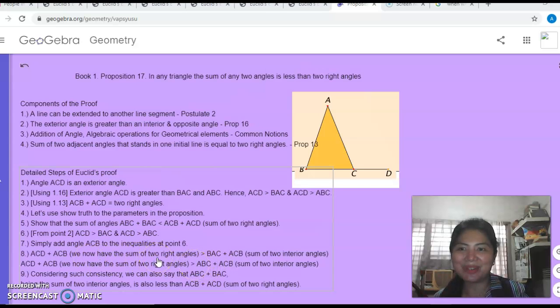So, considering such consistency, class, we can also say that the sum of ABC and BAC, two interior angles, is indeed less than the sum of two right angles, which are the two adjacent angles standing on just one line BD. So there you have it.